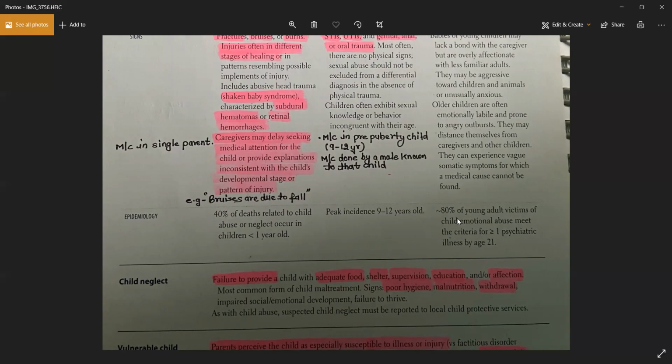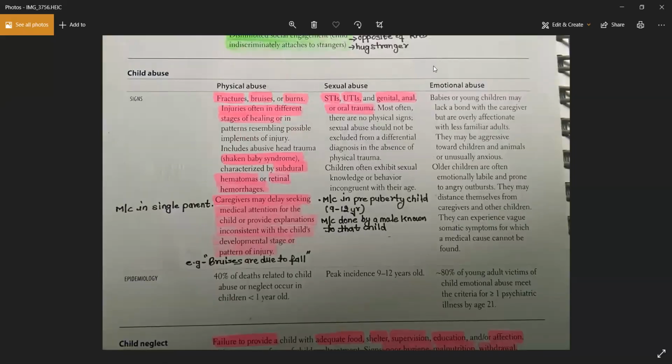And 80% of the young adult victims who have had child abuse will have at least one psychiatric condition by the age of 21. That is important also. They will ask you this 80% figure, and they will ask you this age also, right? So remember, whenever you encounter a patient having emotional abuse, there is a very high chance, about 80%, that they will have a psychiatric disorder by the age of 21. Any doubt on child abuse? No, thank you.